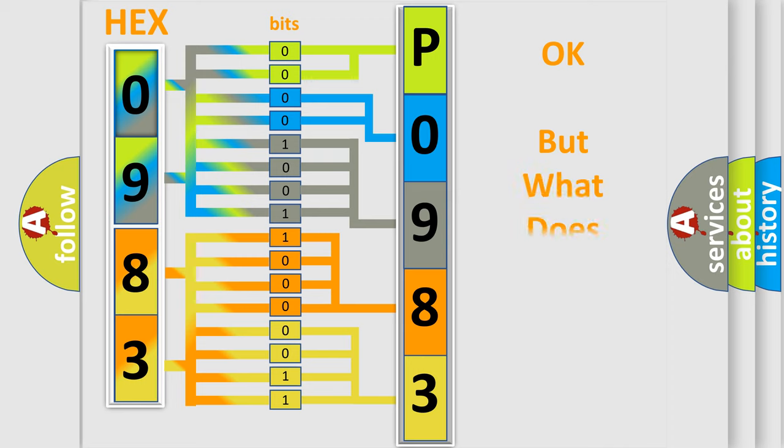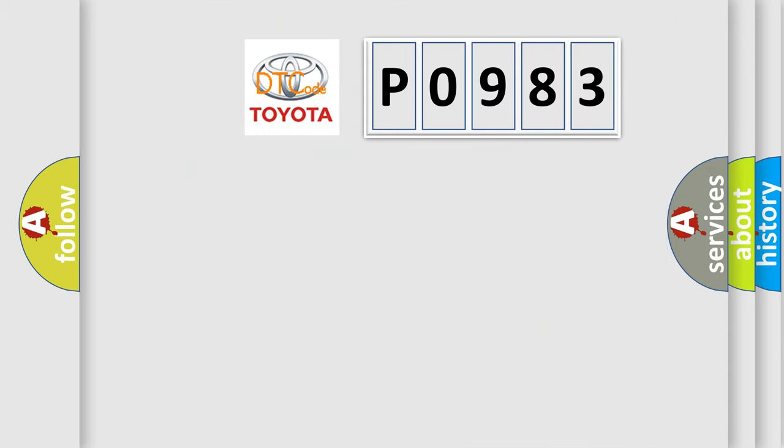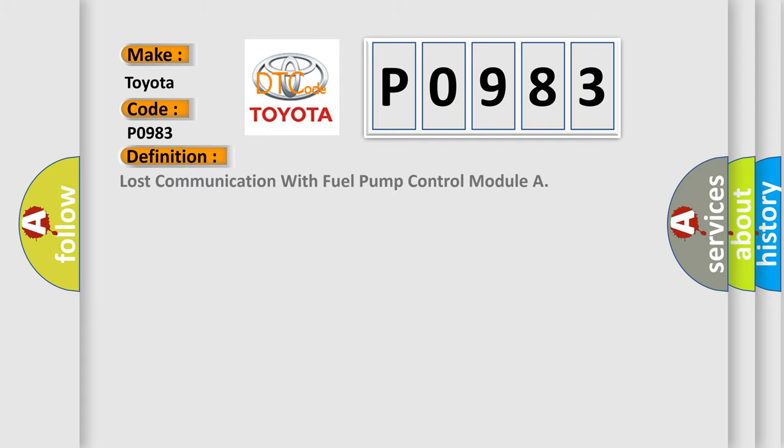The number itself does not make sense to us if we cannot assign information to what it actually expresses. So, what does the diagnostic trouble code P0983 specifically mean for Toyota vehicles? The basic definition is lost communication with fuel pump control module. And now this is a short description of this DTC code.